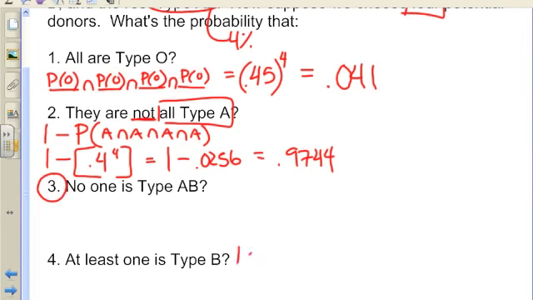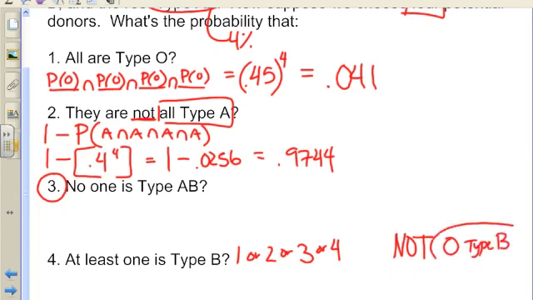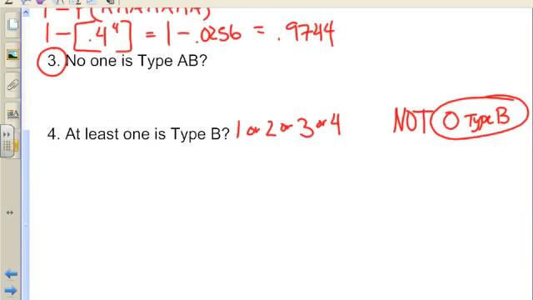At least one means 1 person or 2 people could be type B, or 3 people could be type B, or 4 people could be type B. Yikes. That's going to be really complicated. So instead, I'm going to focus on what we don't want. At least one is type B means I do not want the situation where I have 0 type B people. So if I can figure out what's the chance I have 0 type B people, I can use my complement rule.